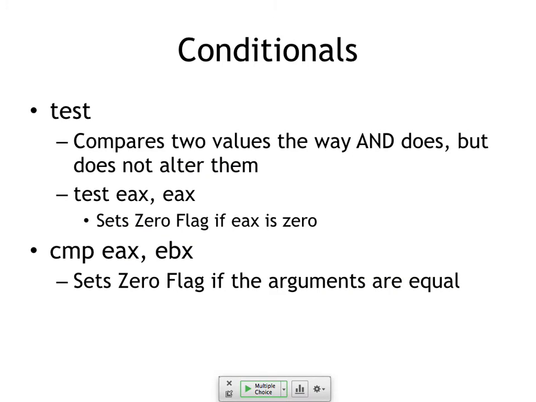All right, so test, we'll compare two things without altering them, so you can test EAX to EAX. That will always have a result of 0. Those two things are equal. You can compare them, and that will set the zero flag if they are equal. The test will do the opposite. So zero flag if EAX is 0. This will set zero flag if the two numbers are equal.